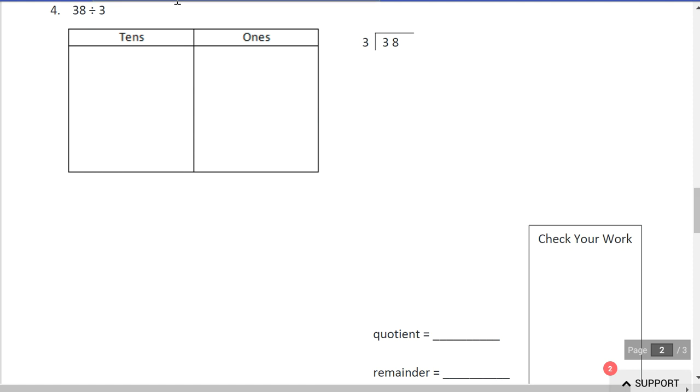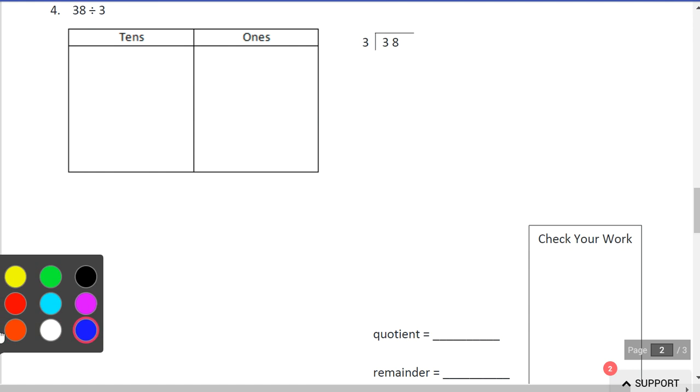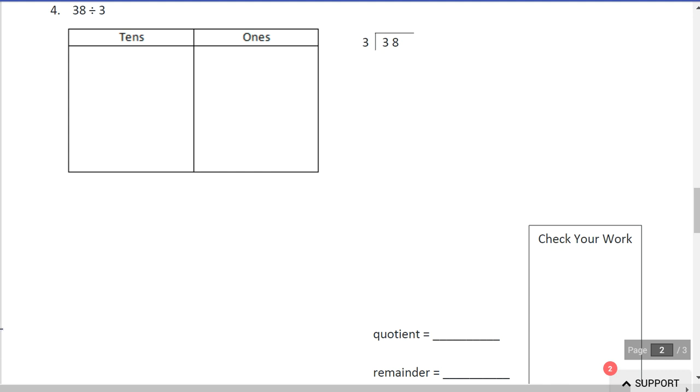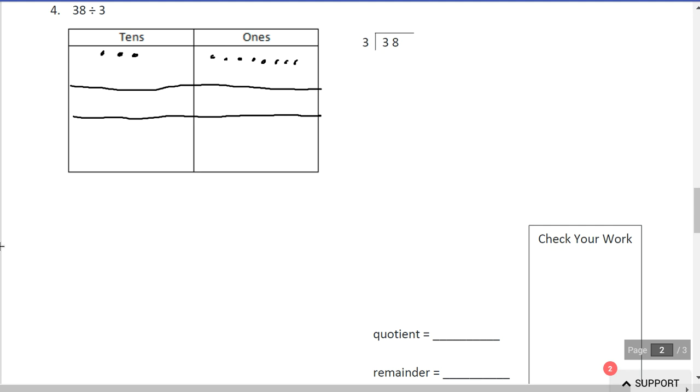Okay, number 4 is 38 divided by 3. I'll go ahead and work this one with you. We've got 1, 2, 3 tens, and you have, how many ones do you have? You've got 1, 2, 3, 5, 6, 7, 8. Now we want to split this into 3. Yeah, we got 3 sections we're going to split those into.